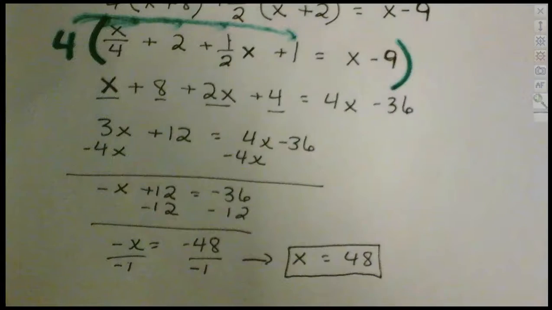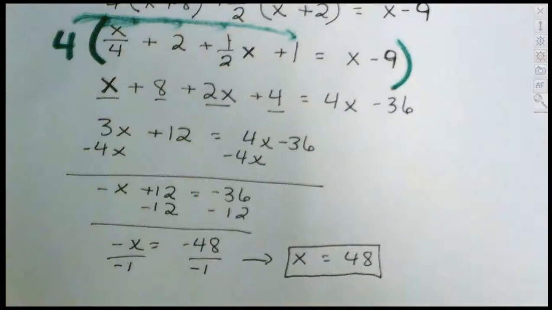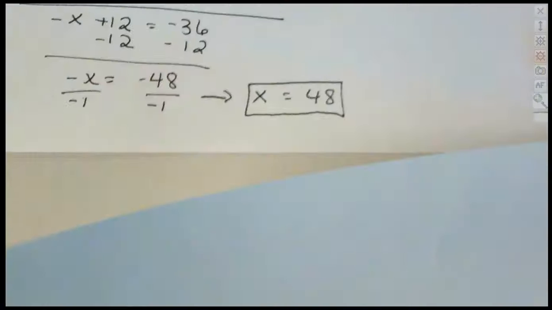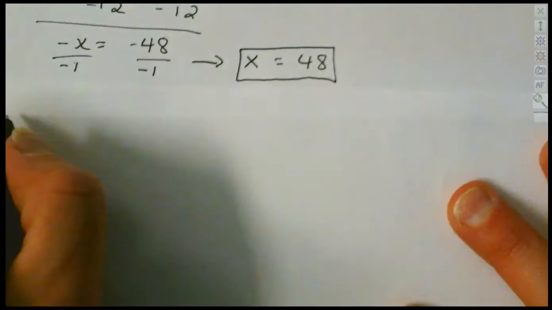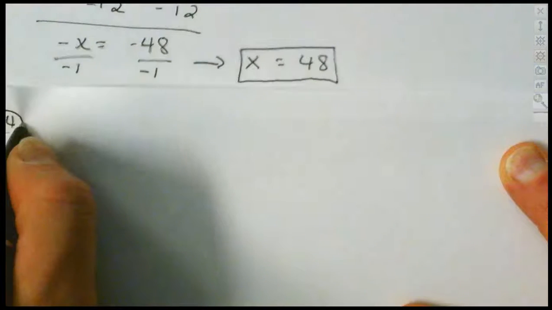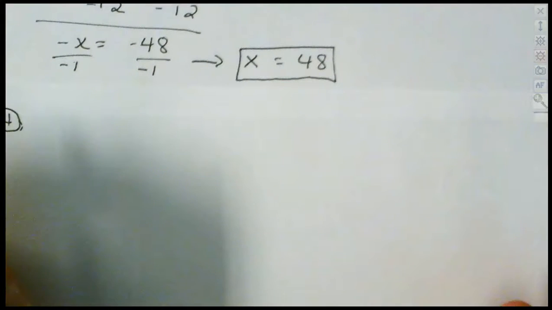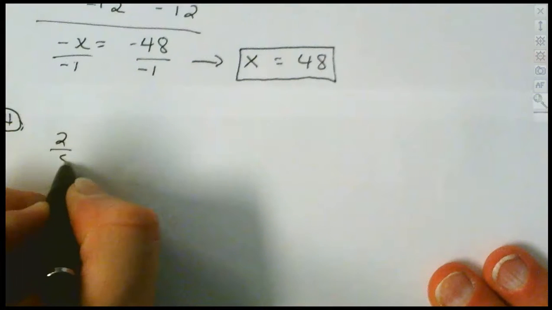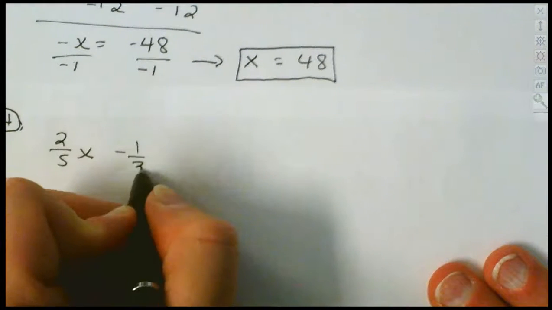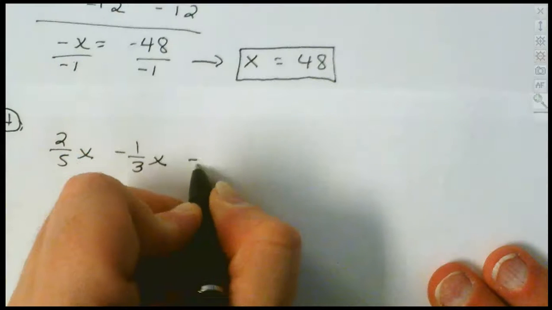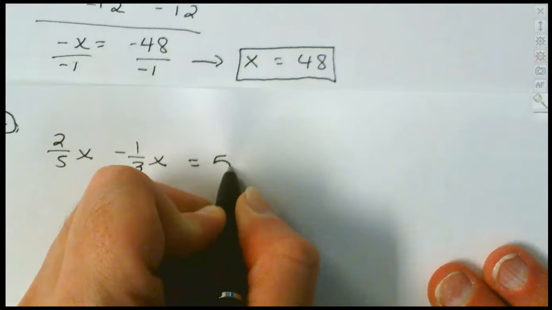Question 14. So question 14 is more fractions. And we've got 2/5 x minus 1/3 x equals 5.